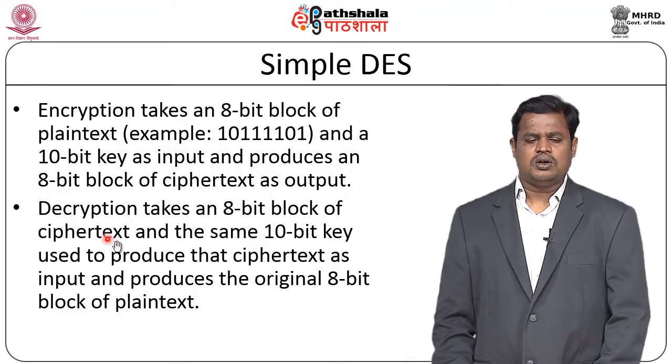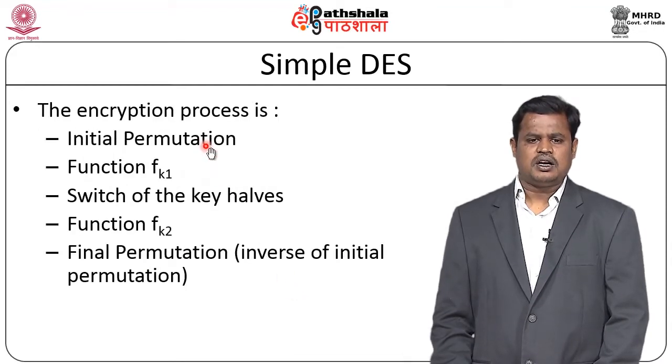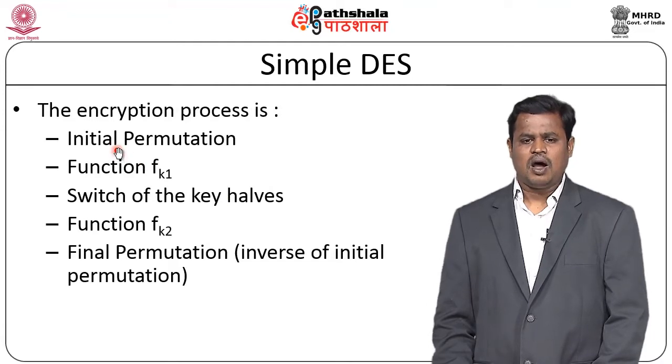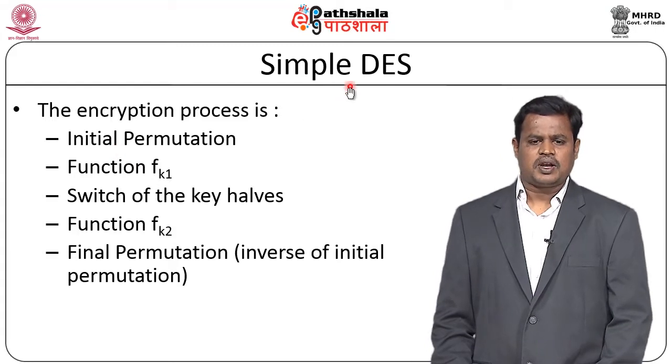The decryption also follows the same process, where it takes an 8-bit block of ciphertext and the same key, because it is a symmetric key. During the encryption and the decryption it must use the same key, where it takes the 10-bit key to produce the ciphertext, and for decryption it takes the ciphertext as input and produces the 8-bit plain text as the output. So, the operations within a round we already know. For each encryption round in this simplified DES we are going to consider only 2 rounds, that is why we have 2 functions here.